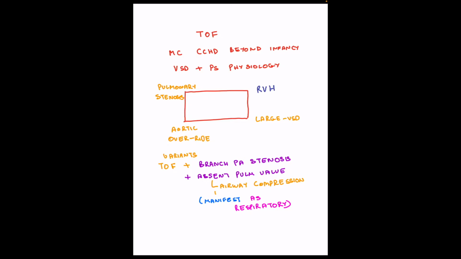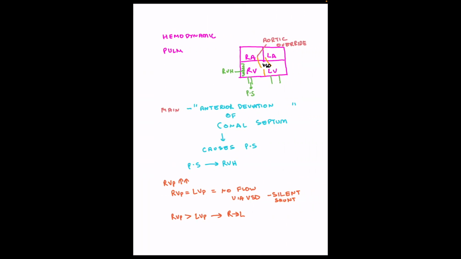The variants of tetralogy of Fallot include TOF with branch PA stenosis and TOF with absent pulmonary valve. Absent pulmonary valve has aneurysmal branch PAs which lead to airway compression, hence it presents as a respiratory disease rather than a cyanotic one. The main component which leads to tetralogy of Fallot is the anterior deviation of the conal septum. This anterior deviation causes pulmonary stenosis which leads to right ventricular hypertrophy.